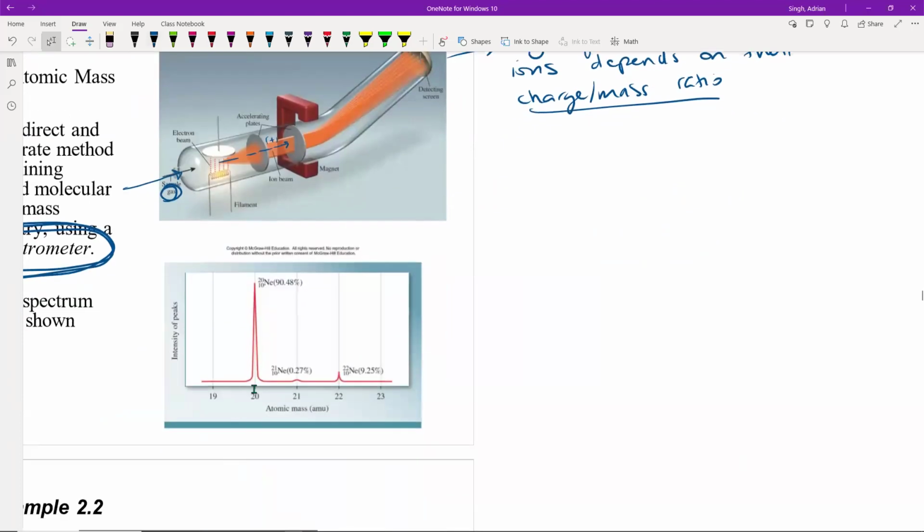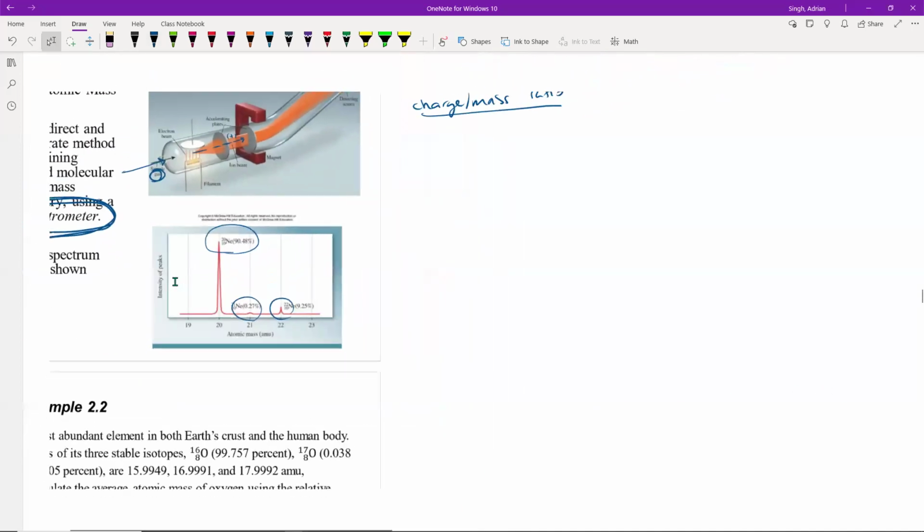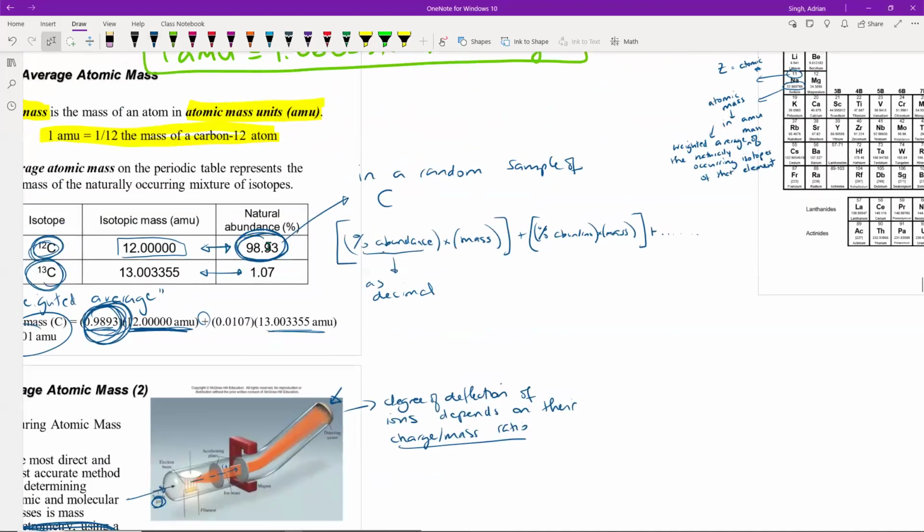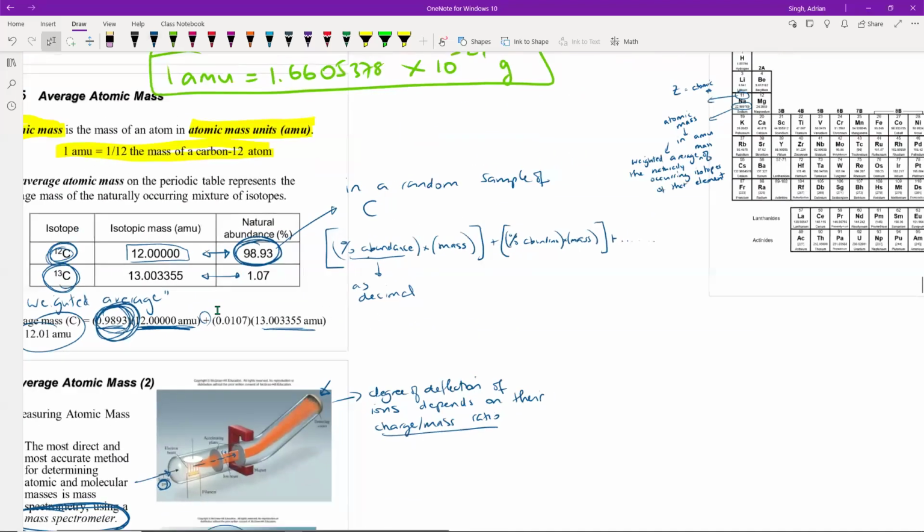So this would be a typical mass spectrum. For example, this is the spectrum for neon. We'll see here that in this particular sample of neon, we have way more of the neon 20 because its peak is much greater. So the current generated is greater over here than it is for the other two peaks, which represent the other two isotopes for neon. So this is the device that allows us to determine these values that are provided in this particular table.